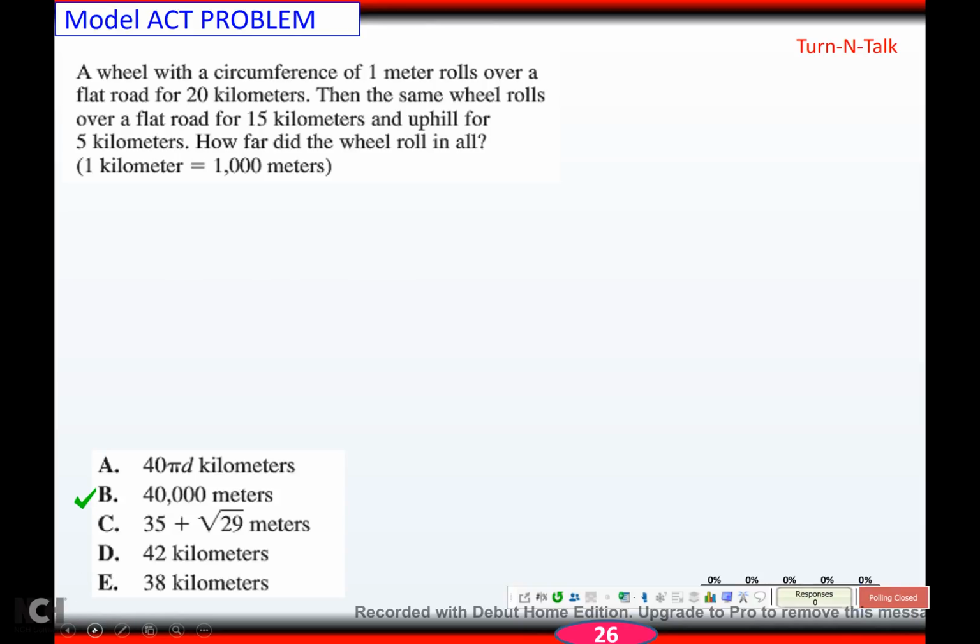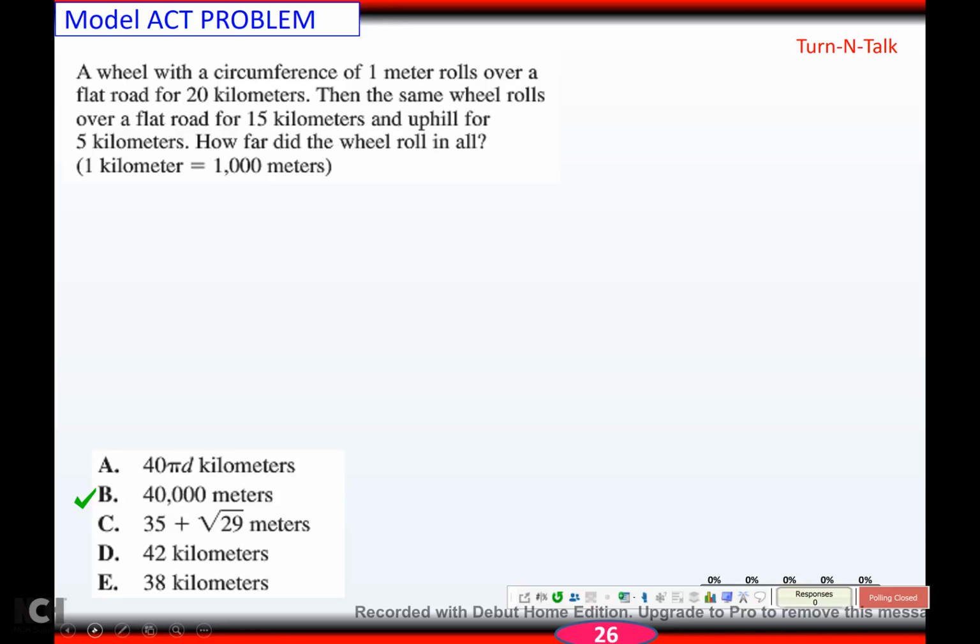And hopefully you got 40,000 meters. So it says a wheel with a circumference of 1 meter rolls over a flat road for 20 kilometers. Then the same wheel rolls over a flat road for 15 kilometers and then uphill for another 5 kilometers. How far did the wheel roll in all? And keep in mind that 1 kilometer equals 1,000 meters.